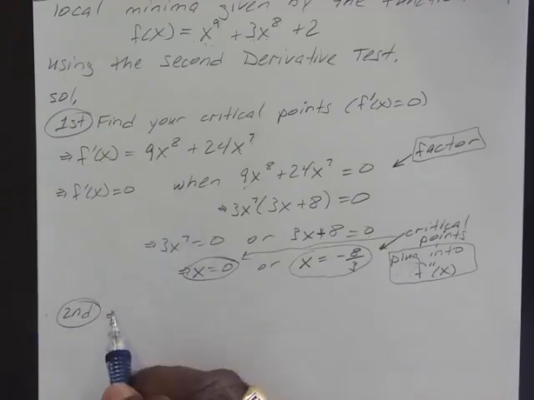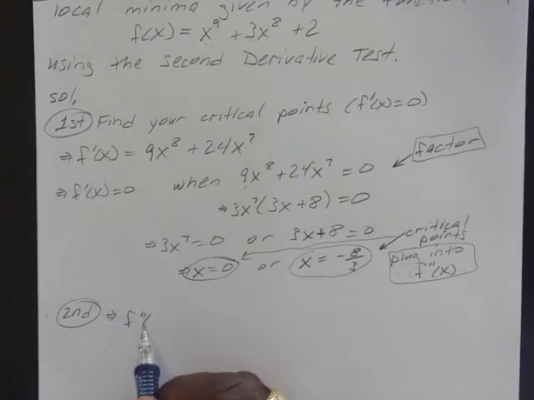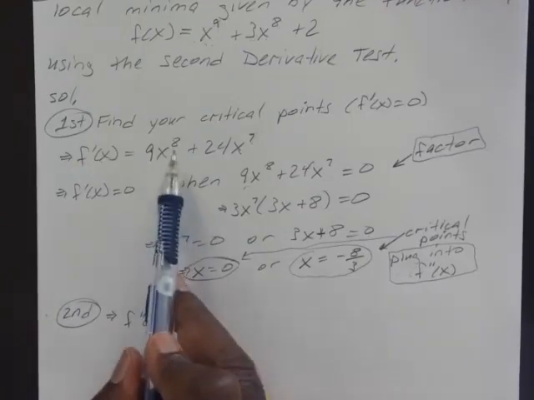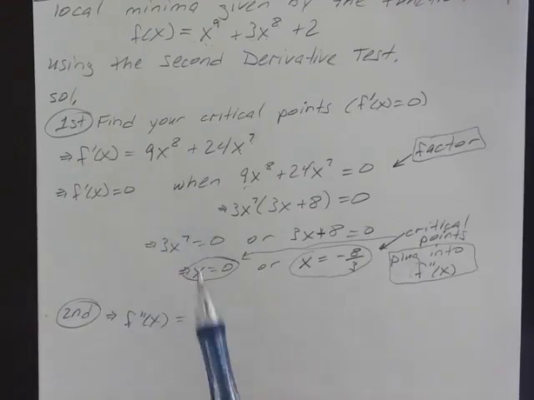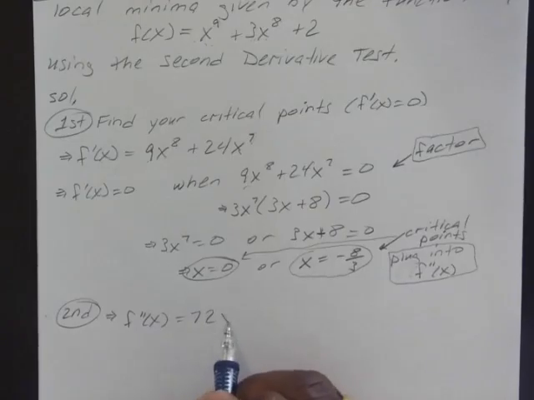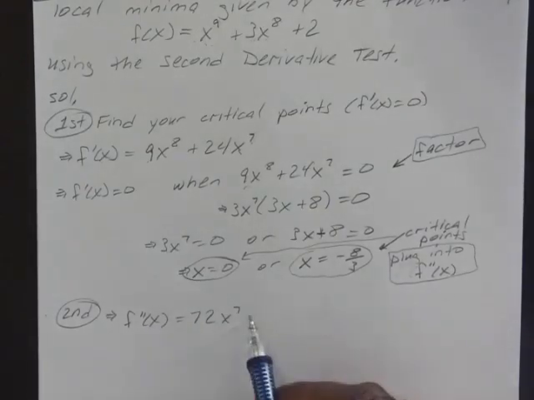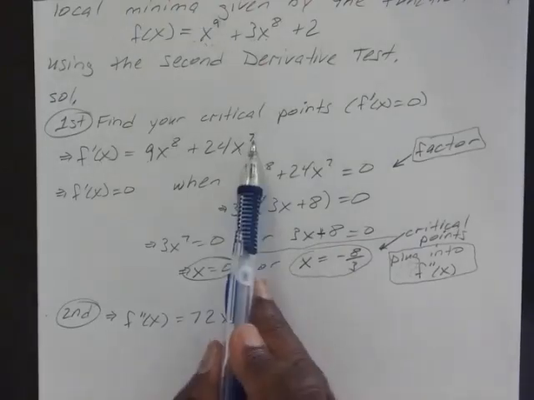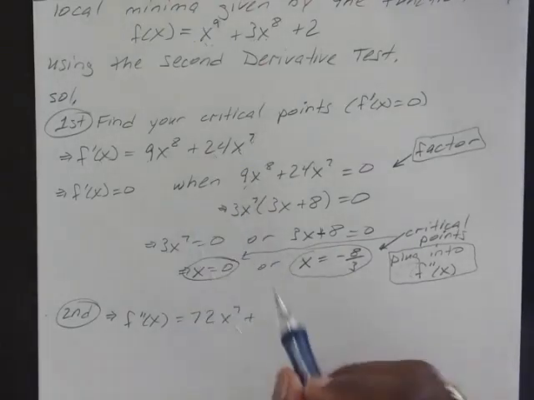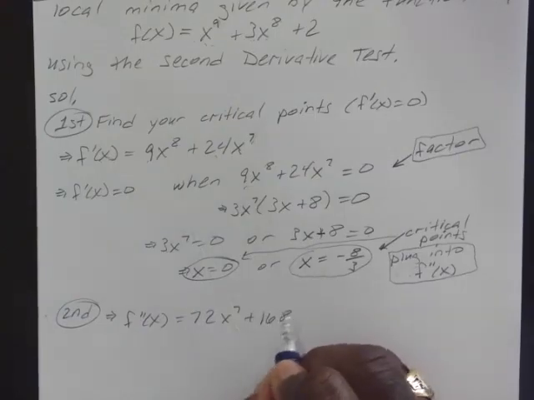Okay, so our second derivative is equal to, we bring down the 8. 9 times 8 is 72 times x to the 7th power. Plus, we bring down the 7. 7 times 24 is 168 times x to the 6th power.